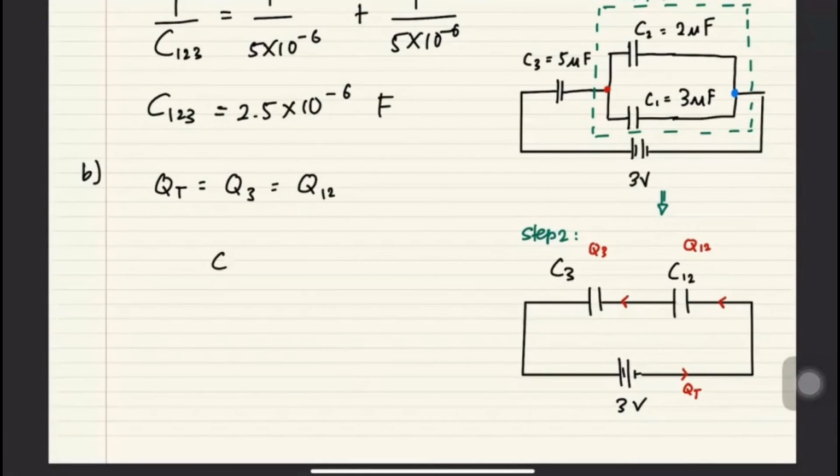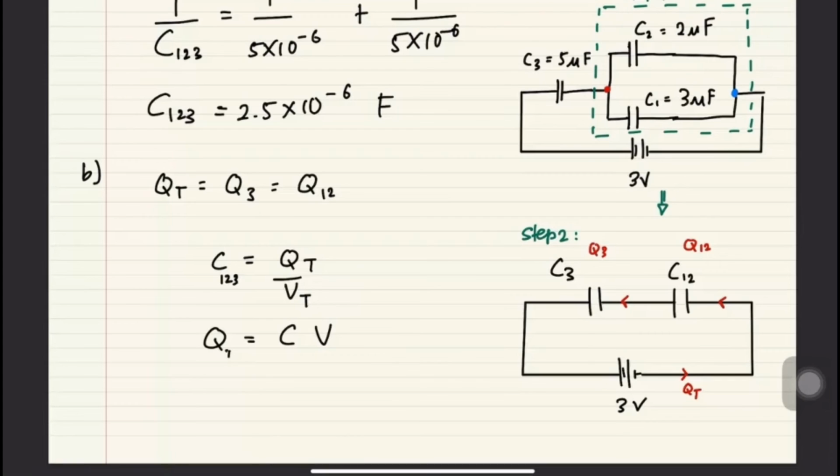CV. Okay. Dia daripada C equals to Q over V, I can rearrange Q dia jadi CV. Very good. Okay, tapi ingat, if you are talking about Q total, V ni V apa? V total. Yes, V total ataupun V terminal. C ni pun C total, which is C123 lah. Kita ikut simbol yang sama.